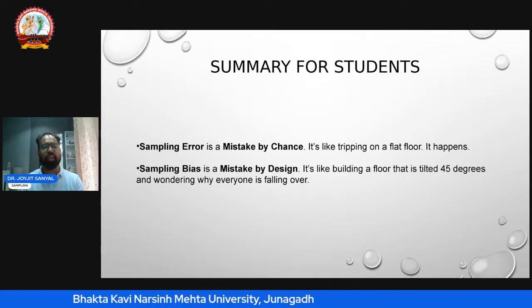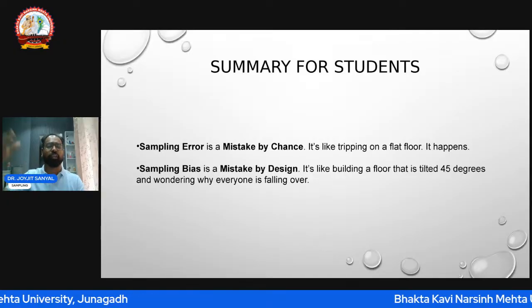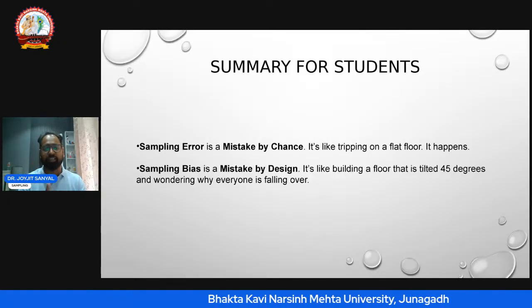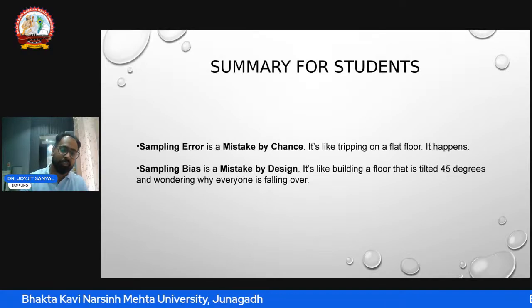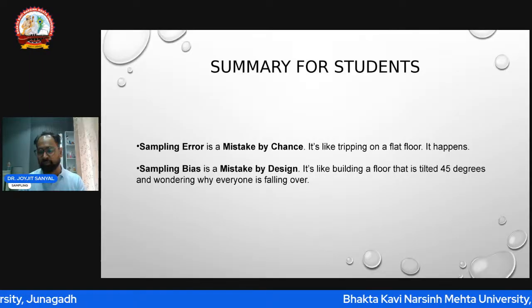You are shooting the arrows, but they are not going into the bull's eye or nearby. Rather, they are falling near the tree, right? So you need to avoid sampling bias as compared to sampling error. Sampling error is something which happens by chance. Bias, you have done it. You are the culprit. Remember, as a researcher.